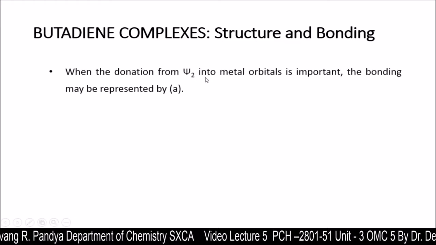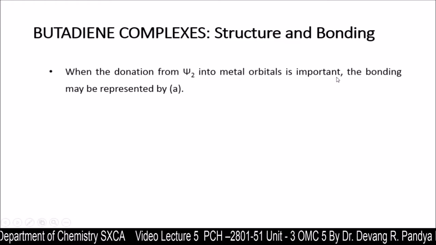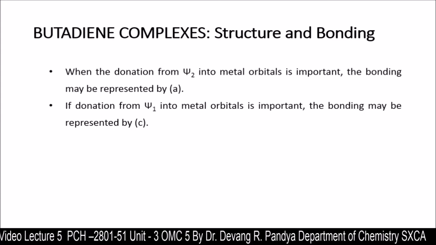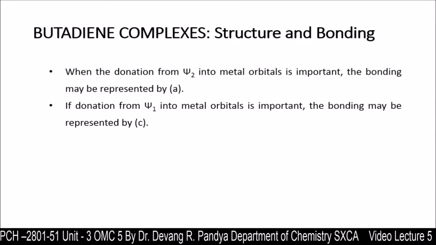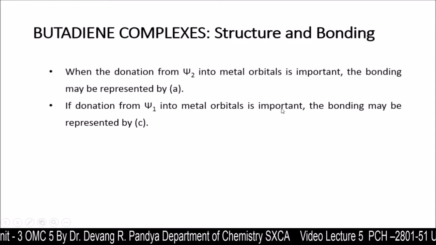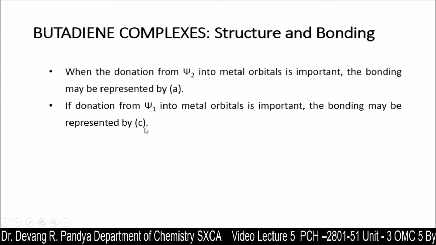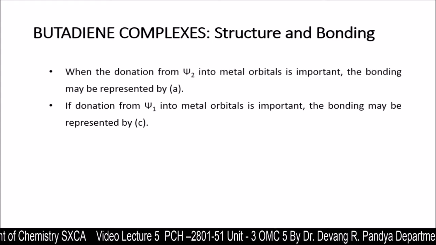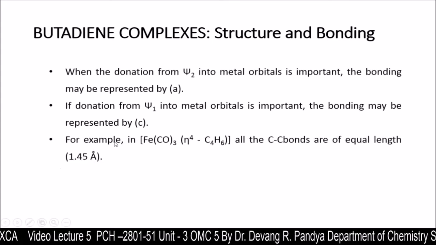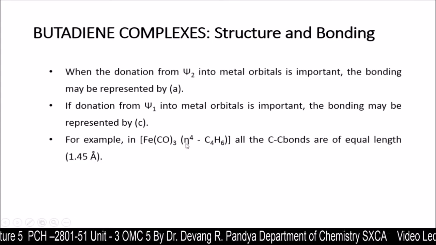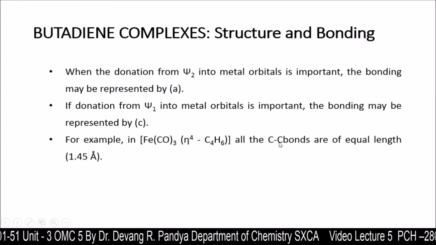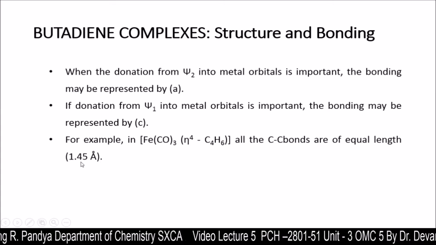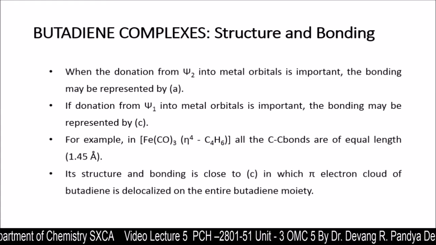When the donation of psi2 into a metal orbital is important, the bonding may be represented as structure A, which you can see in the previous slide. If donation of psi1 into a metal orbital is important, the bonding may be represented as structure C, that is the hybrid. In this example, Fe(CO)3(η4-C4H6), all the C-C bonds are equal in length, 1.45 angstrom, which we have already seen earlier in the slide.